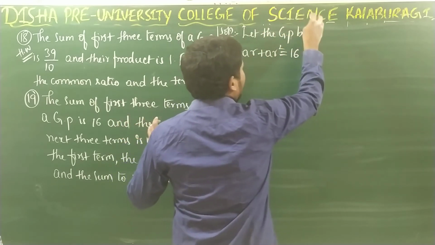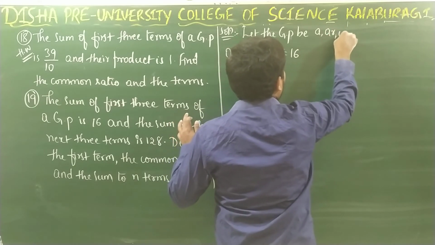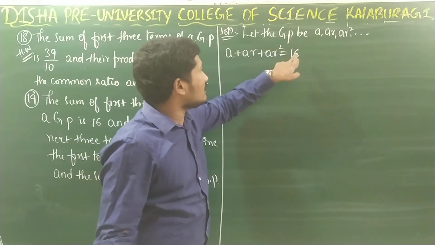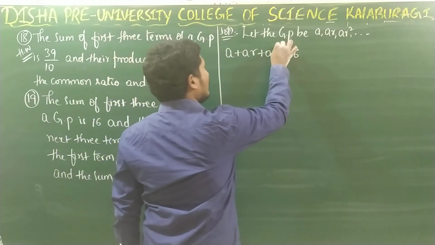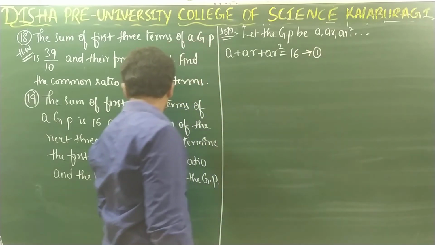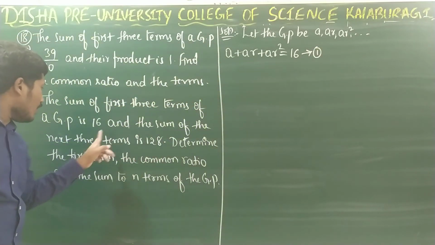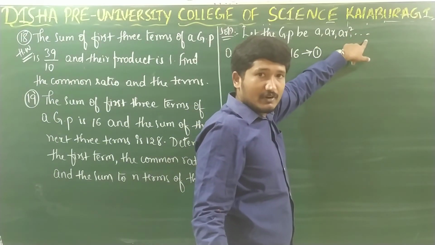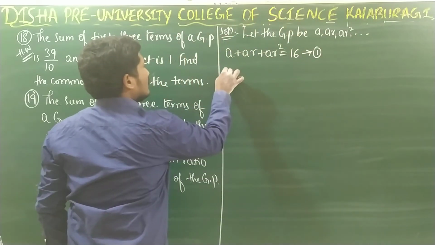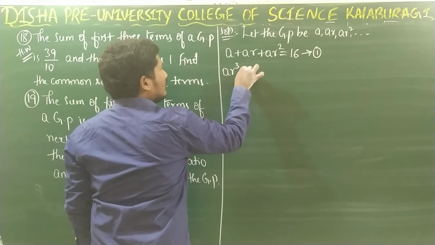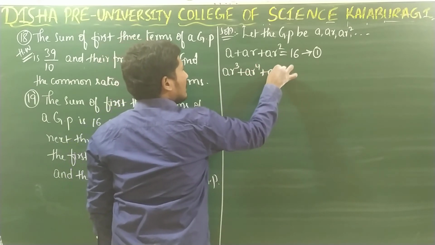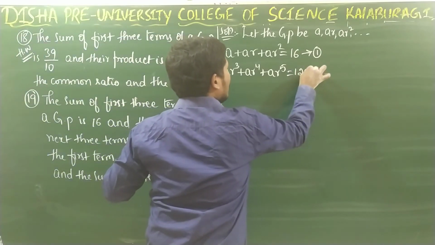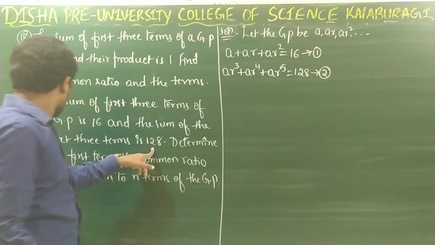Let the GP be A, AR, AR square, and so on. In that, the sum of the first three terms is equal to 16. Let us take this as equation 1. And the sum of the next three terms, AR cube plus AR power 4 plus AR power 5, is given as 128. Let this be equation number 2.